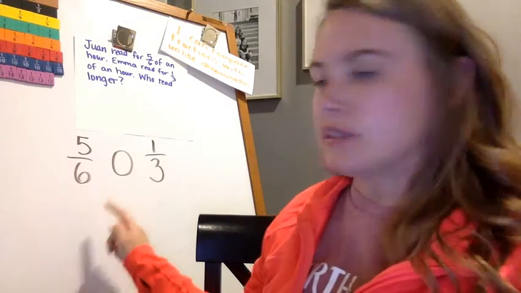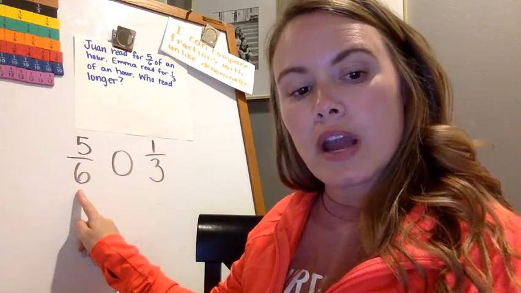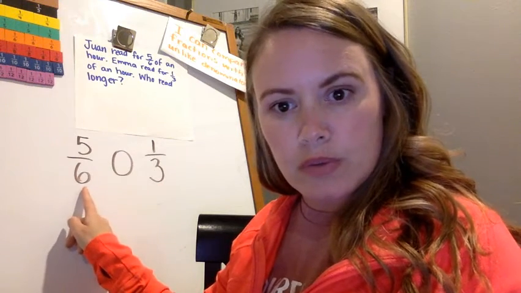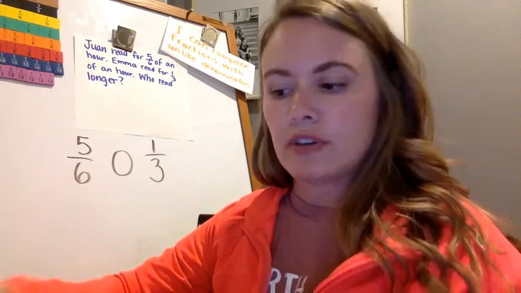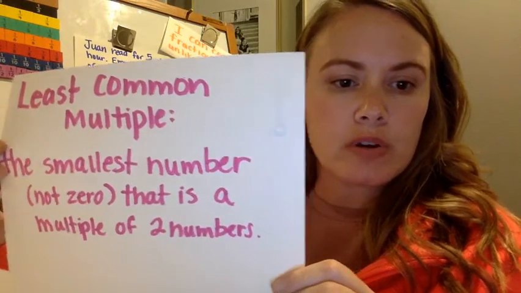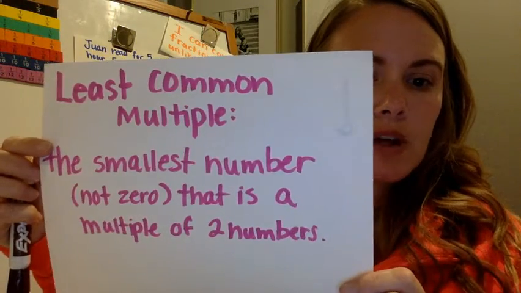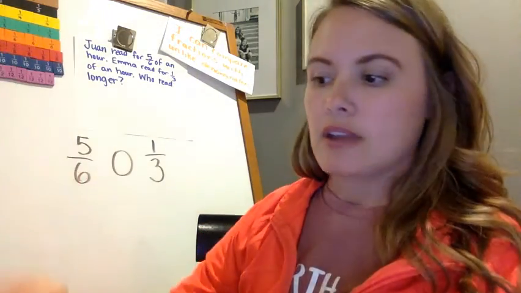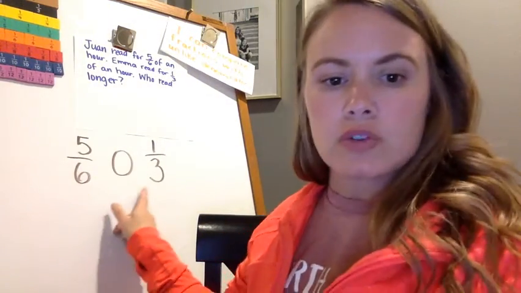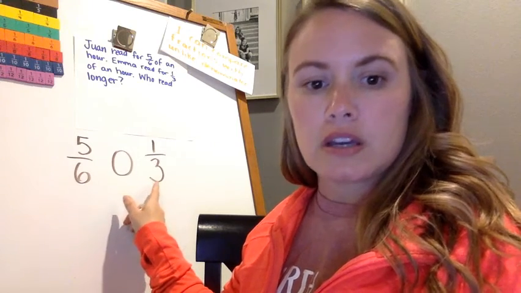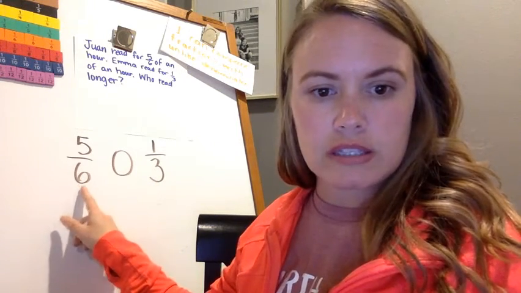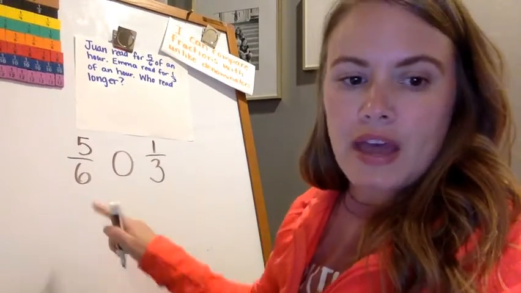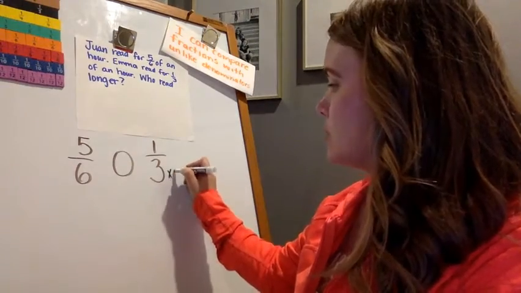So the first thing I always like to see, if I have a larger one, is does this one have a multiple of this one? So I like to always figure out what is the least common multiple. And what is the least common multiple? That's the smallest number, not 0, that is a multiple of the two numbers that I'm comparing. So that's why I always check that one first. So I start with my 3 and I go 3, 6, and sure enough it is 3, 6. So how can I get my 3 to a 6? I can get that 3 to a 6 by multiplying it times 2.